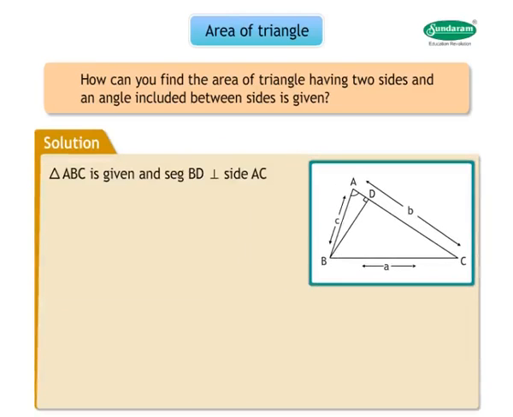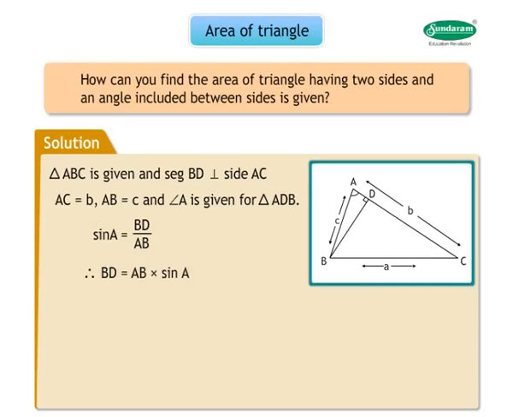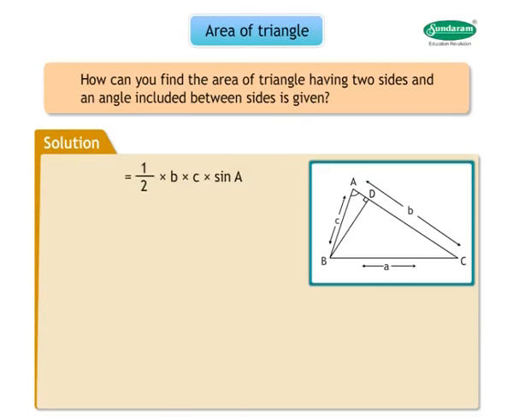In triangle ABC, it is given that segment BD is perpendicular to side AC. AC is equal to b, AB is equal to c, and angle A is given. For triangle ADB, sine A is equal to BD upon AB. Therefore, BD is equal to AB into sine A is equal to c into sine A. Therefore, area of triangle ABC is equal to half into base into height is equal to half into AC into BD is equal to half into b into c into sine A is equal to half bc sine A.